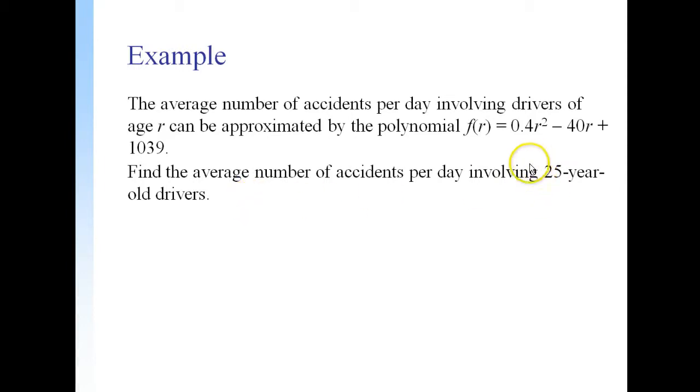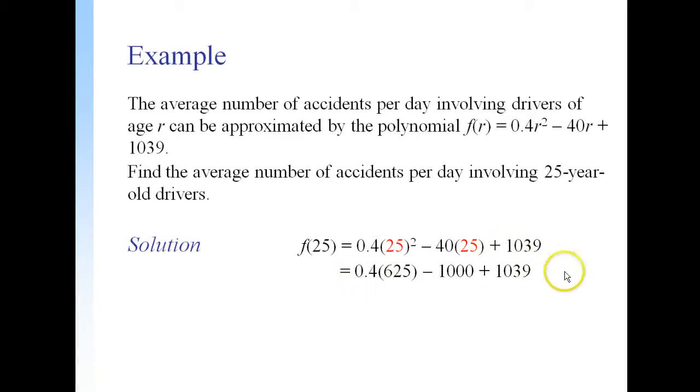Well, wherever there's an R, you're going to put a 25. So you're going to square the 25, times it by 0.4, and as we see in the next one right here, then you're going to multiply 25 times a negative 40. Again, you're going to get an answer there, an answer there, answer there, and then finally you're just going to add them all, and you end up with 289 accidents for the age group of 25.